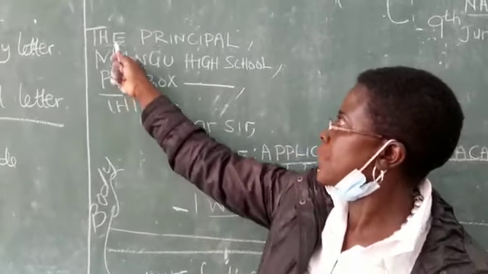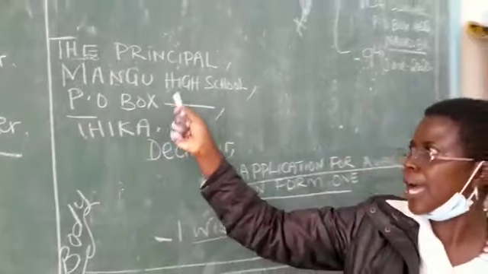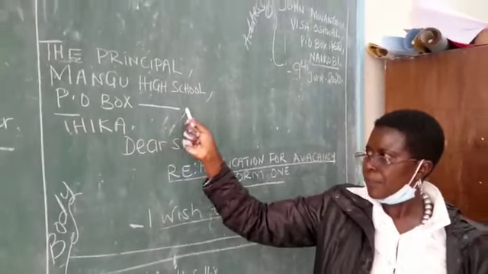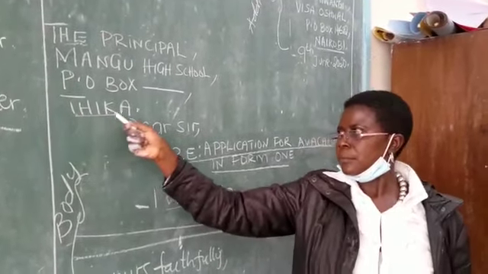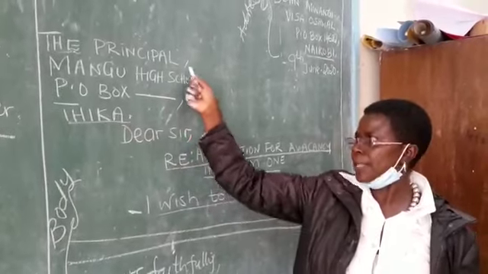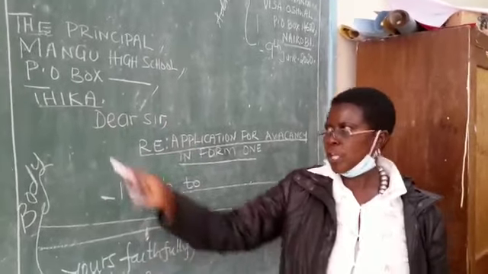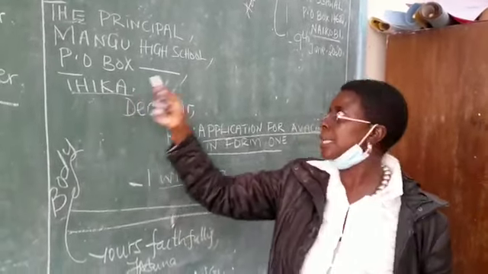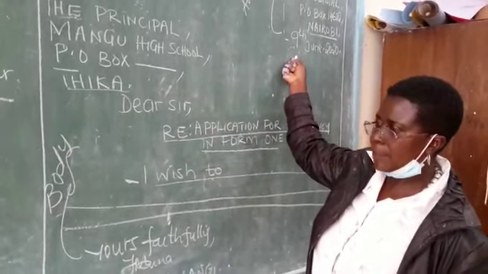But for an example here, because we are writing to the principal, we are going to write the principal of Mango High School, P.O. Box, Thika, because that is the city. And remember, the commas must be there. Here you don't write the date because the date has already been written there.